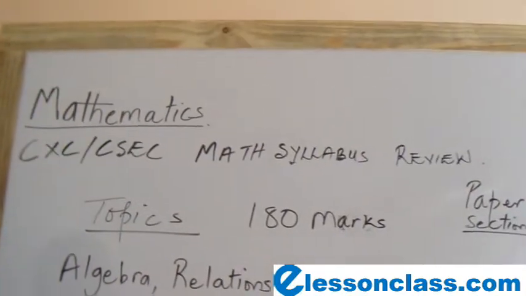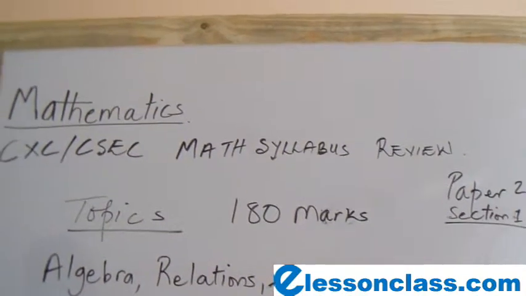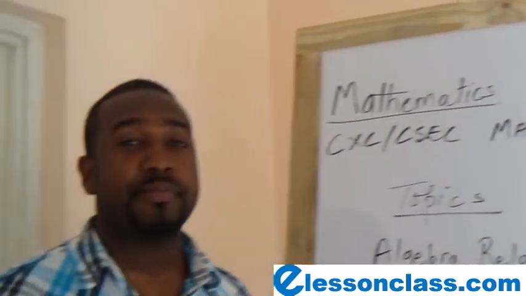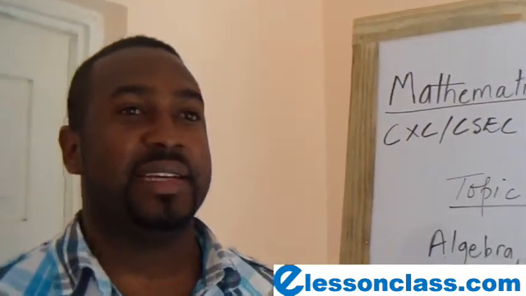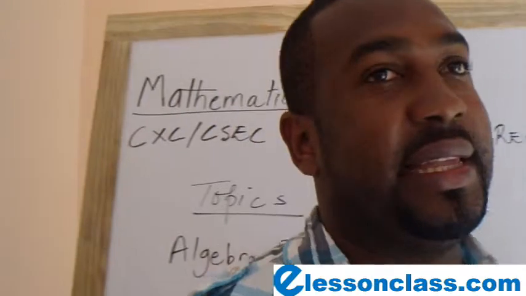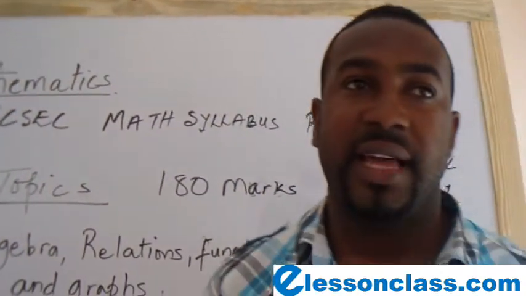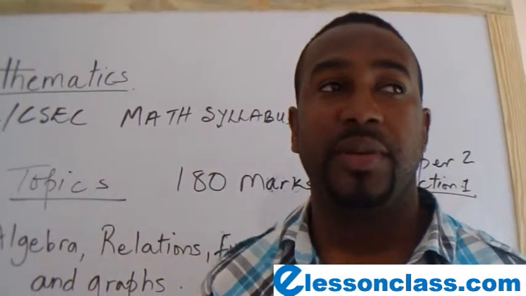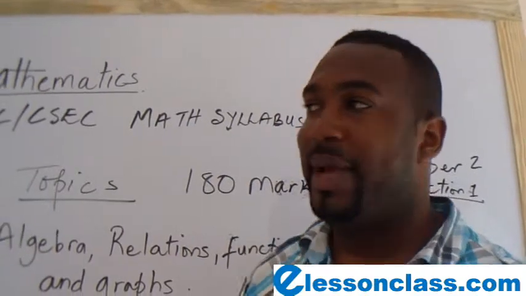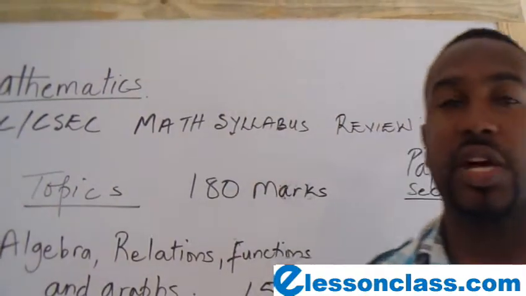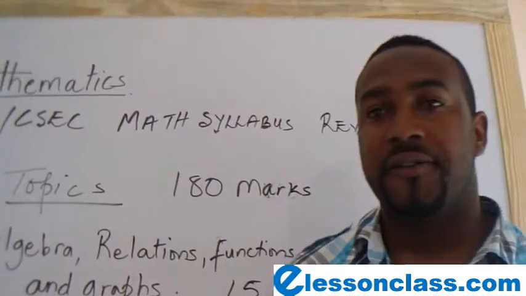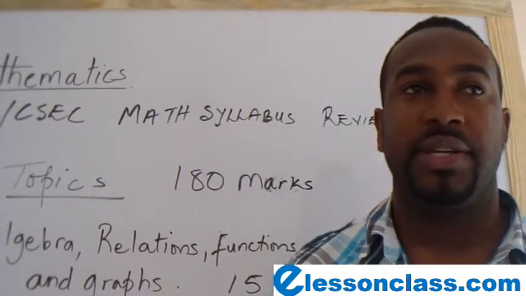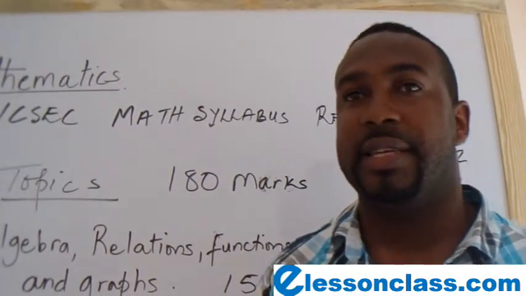Another thing, you need a calculator, and that calculator should be a scientific calculator. Must be a scientific calculator. You need a scientific calculator for the paper 2 examination. Remember, I said earlier that you are not allowed to use a calculator for the paper 1 aspect of the examination.